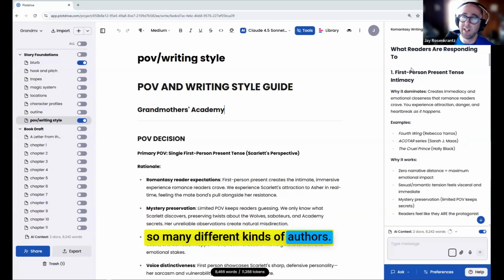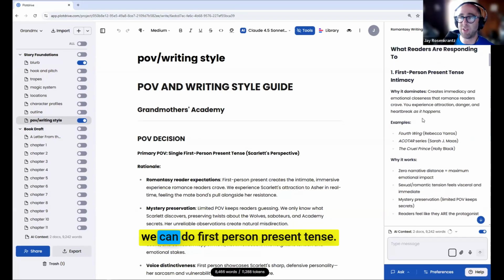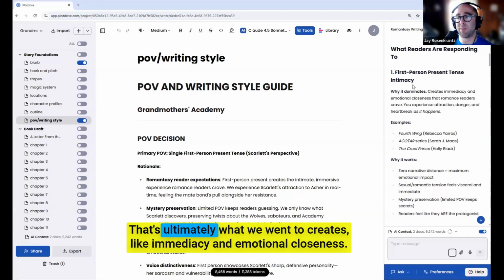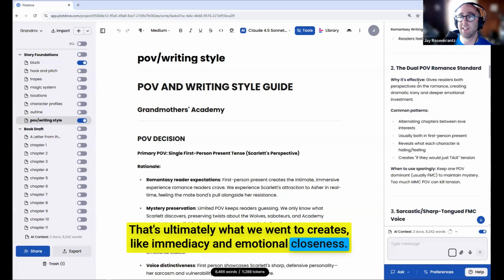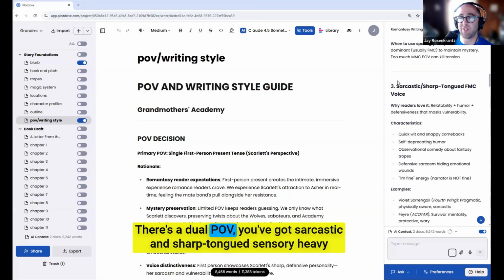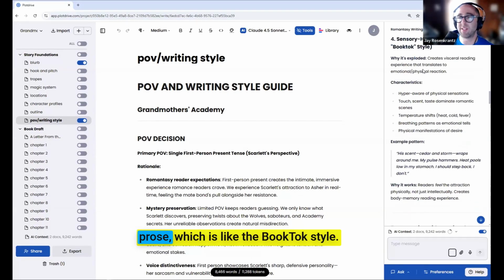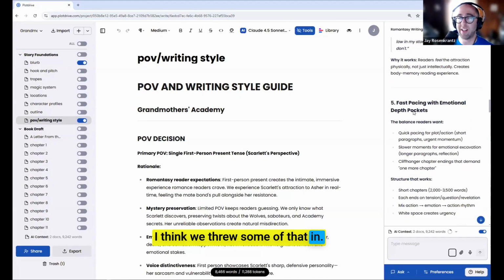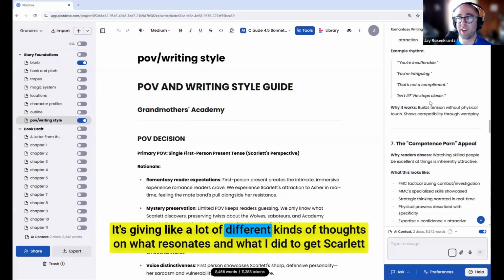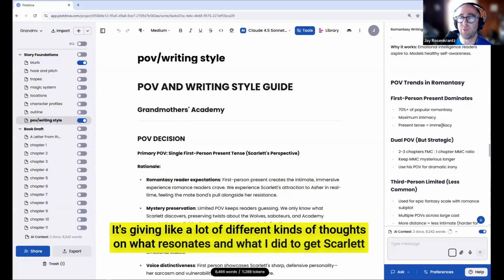So you can see here now, if we're looking at co-writer, it's giving me first person present tense, which is ultimately what we went to. It creates immediacy and emotional closeness. There's a dual POV. You've got sarcastic and sharp-tongued, sensory-heavy prose, which is the book talk style. I think we threw some of that in. It's giving a lot of different kinds of thoughts on what resonates.